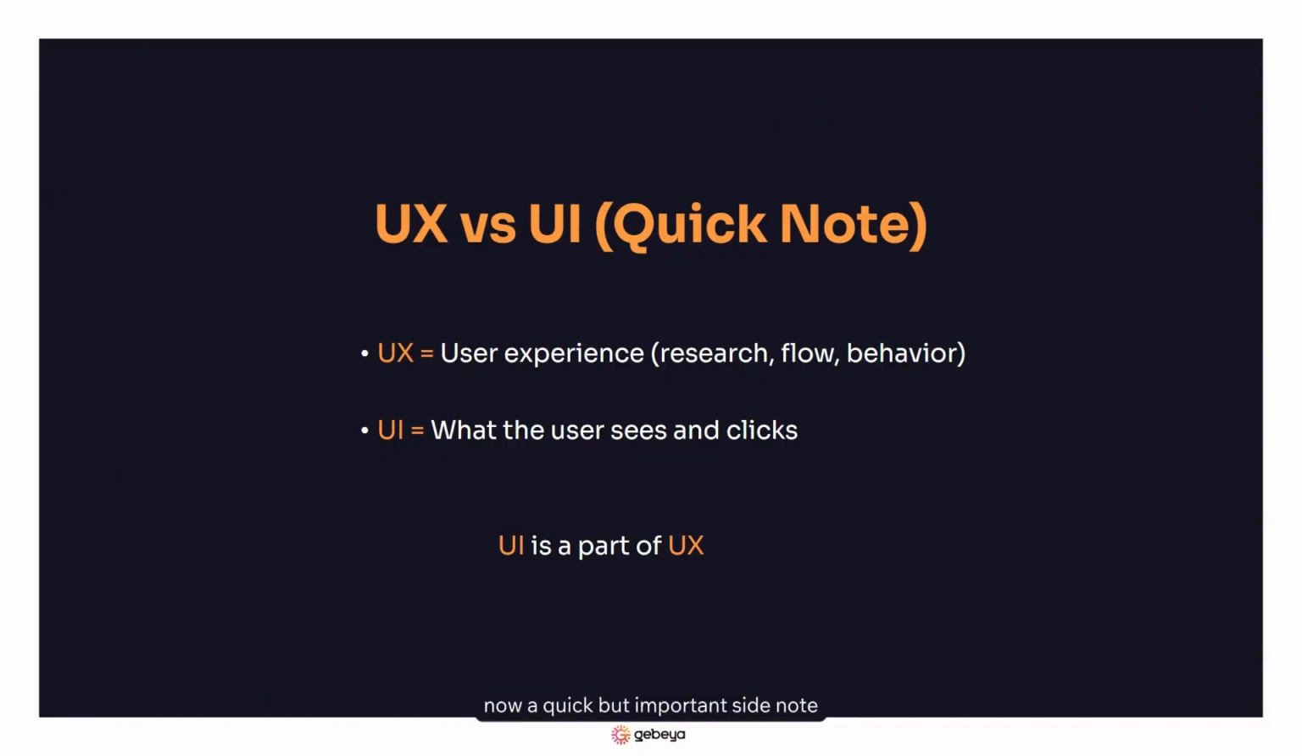Now, a quick but important side note. You might hear people say UX and UI together. What's the difference? UX stands for user experience. It's about the functionality, the flow, and the behavior of the system, how users move through an app or site. UI is just the visual layer, the part the user sees and interacts with. So, UI is like the skin, and UX is the nervous system underneath. Both work together, and knowing this distinction will make you a smarter designer.